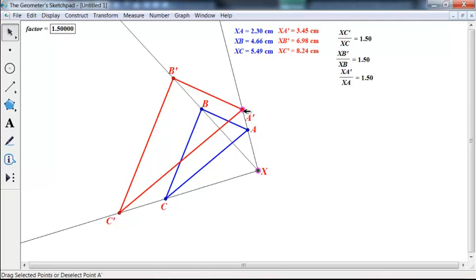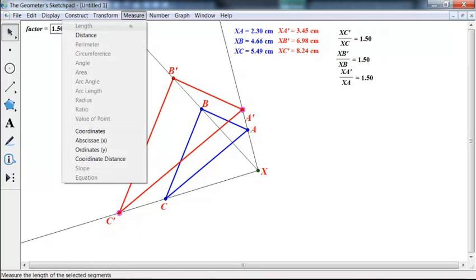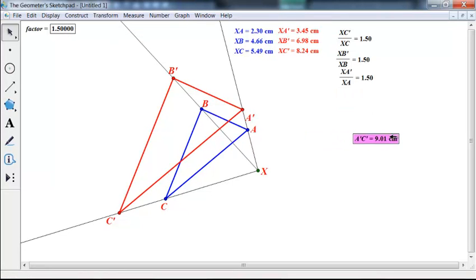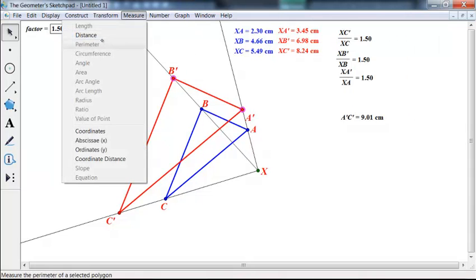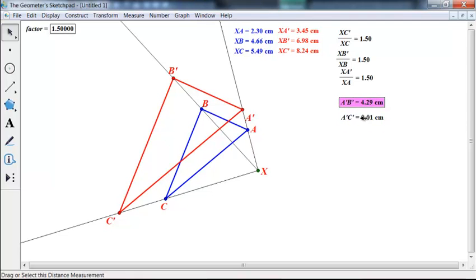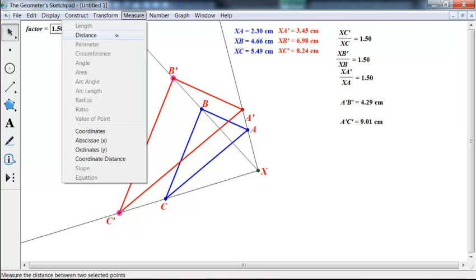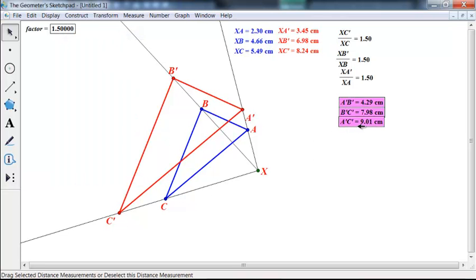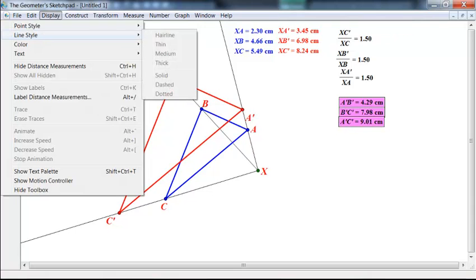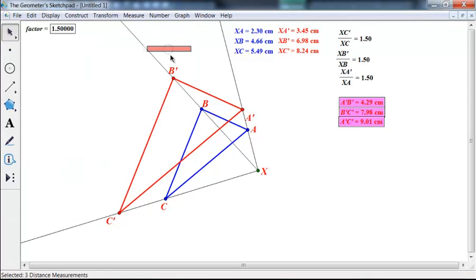Now let's see what else we get here. Let's measure the distances this way: from A prime to C prime, from A prime to B prime, and from B prime to C prime. Those are all distances, the side lengths, within the red image. Let's do the corresponding ones here.